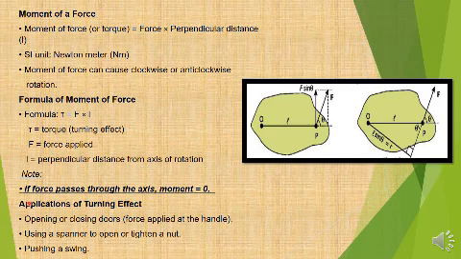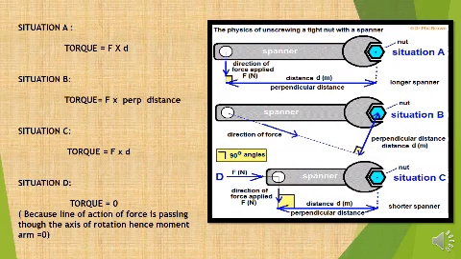Applications of the turning effect are opening or closing the door, but the force should be applied at the handle, using a spanner to open or tighten a nut, and pushing a switch. Now let's see these situations. We have 4 situations here, A, B, C, and D. In situation A, this is the line of action of the force, this is the perpendicular distance, and simply the turning effect will be produced.